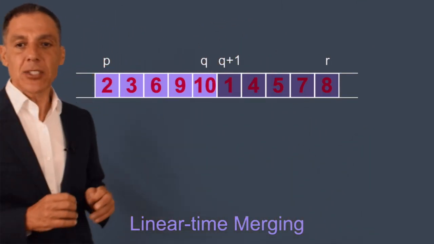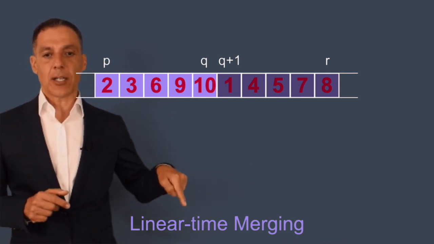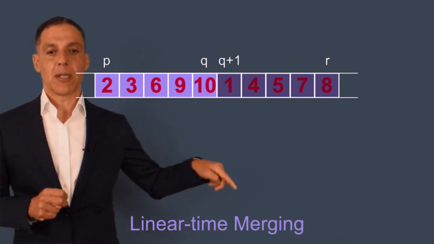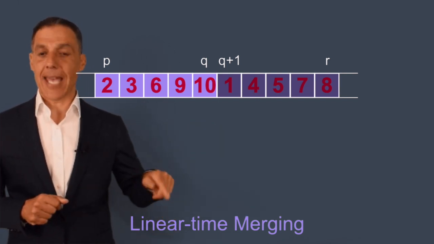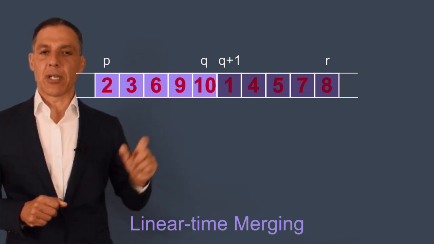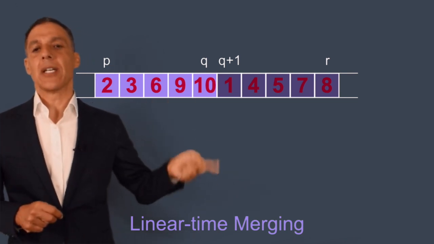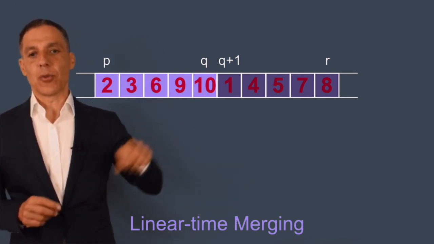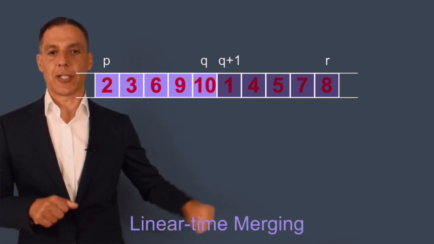Let me start by, instead of doing the full-blown sorting algorithm, talking about something called linear time merging. Linear time means it is not n squared, it's linear, it's n. But I'm not going to build the full sorting algorithm yet. I'm going to build the building blocks of the sorting algorithm, and in the next segment, I'll actually use this to do a full-blown sort. So let me describe what I mean by linear time merging.